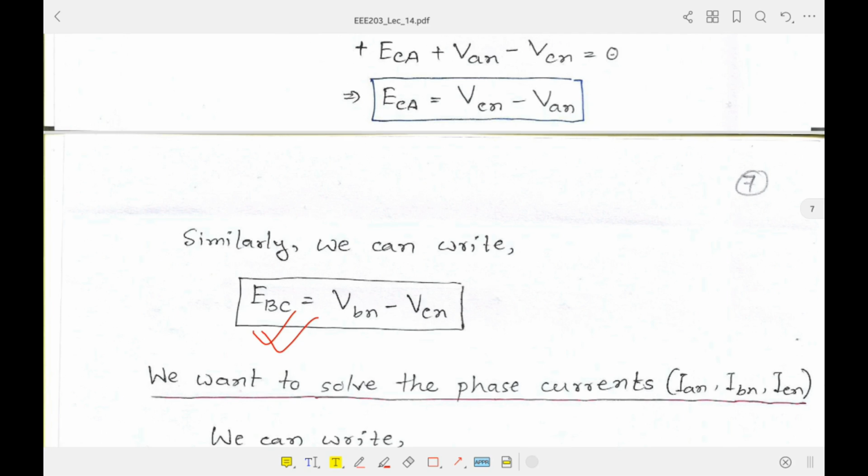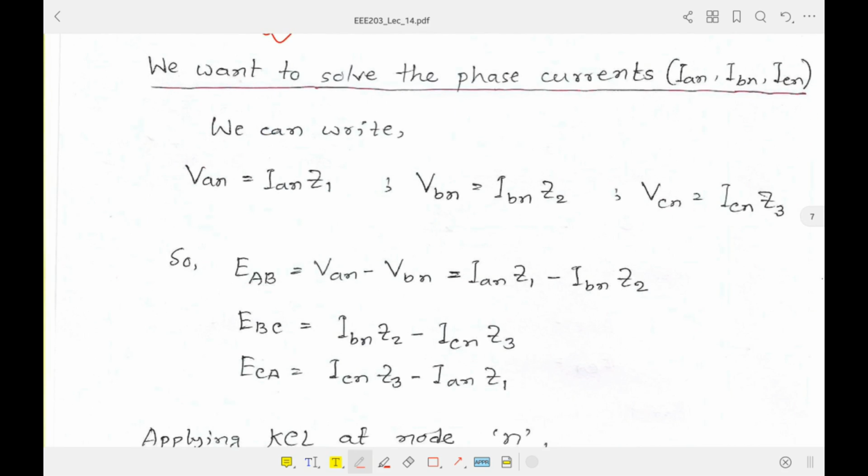Now if you want to solve for the phase currents, that means from this circuit, if you want to determine the phase currents IAN, IBN, ICN, we know that voltage equals current multiplied by impedance, right? Previously I showed in another method that this current is the phase voltage over impedance. So from that expression, voltage equals the phase current multiplied by the phase impedance. Similarly VBN equals IBN Z2, VCN equals ICN Z3.